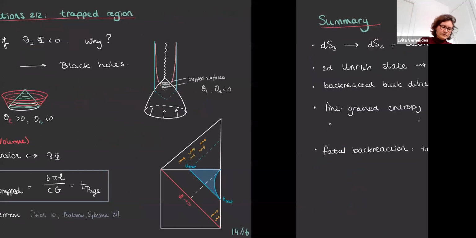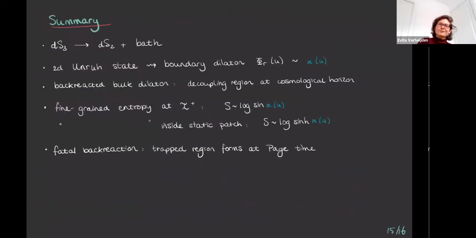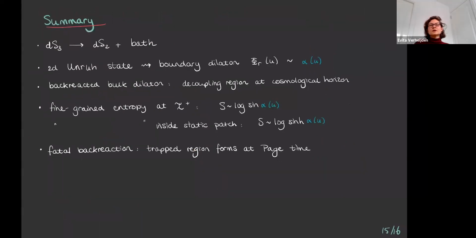Okay, so what have we seen? We started from a three-dimensional de Sitter space, reducing it to a two-dimensional de Sitter space plus a bath. We defined this Unruh state to set a non-equilibrium state that evaporates. Then I looked at the boundary dilaton at future infinity, linking it to this alpha of u, this dividing line between these two systems. This Unruh state sets this phi_r, this renormalized dilaton, to be dynamical, and thus this dividing line is dynamical too.